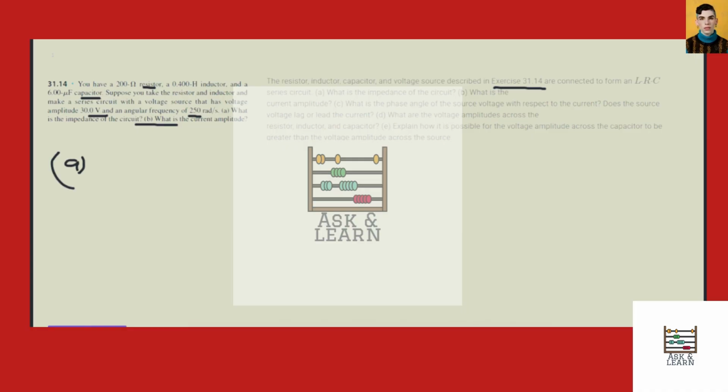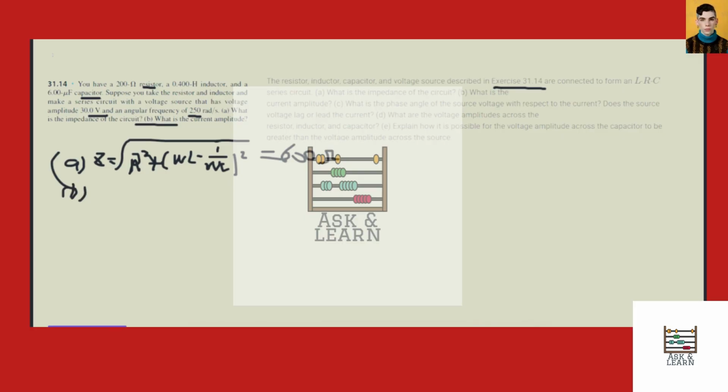Part A, the impedance. The definition of the impedance is Z equals the square root of R squared plus (omega L minus 1 over omega C) squared. And you plug in the values. R is 200, omega is 250, L is 0.4, and C is 6 microfarads. If you plug in these values, you see that Z equals 600 ohms.